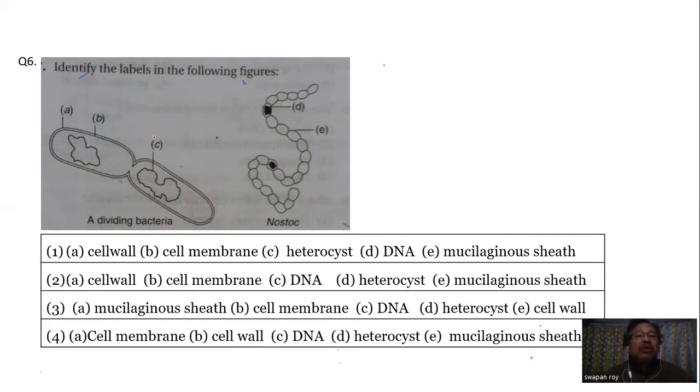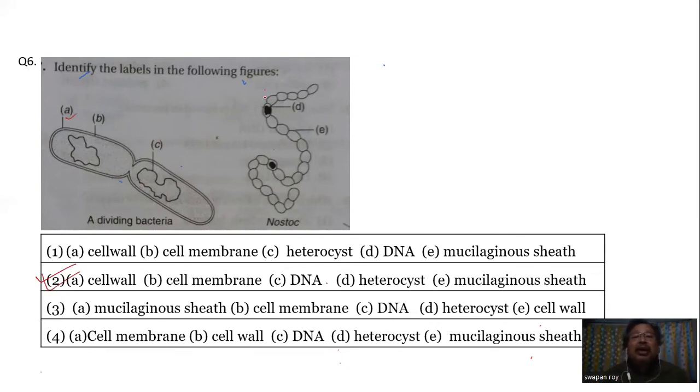Two diagrams have been given. One is of a bacteria and another is of a cyanobacteria. So we have to identify A, B, C, D, and E. In this, A is the cell wall. Here, either option 1 or option 2 will be correct. B is the plasma membrane or the cell membrane. So 1 or 2 will go. C is the DNA. So this one will go with option number 2.